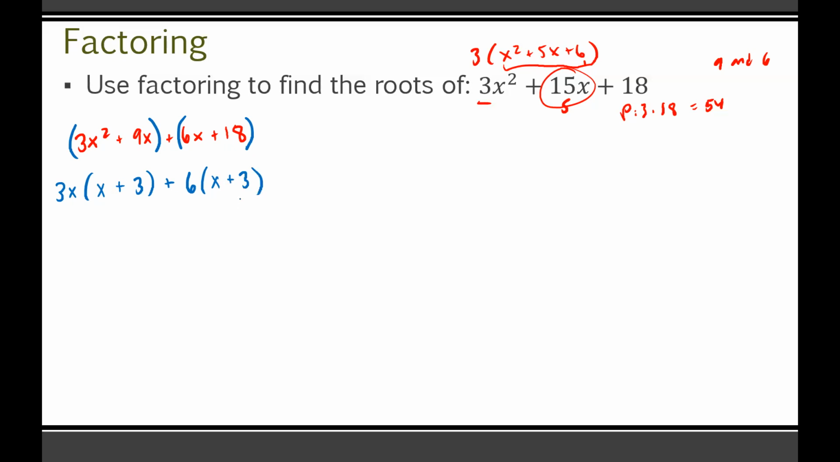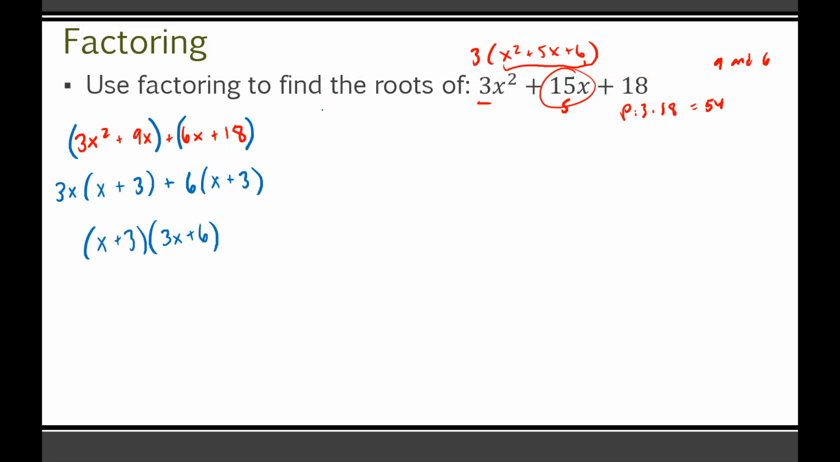Now, here's really good news. When you see that in the brackets, you have two things that match. That's the way of the question telling you that you've done this correctly, right? So since there's x plus 3 on both of these, I can just say now that I have (x plus 3) times (3x plus 6). And that is now completely factored. So this expression right here, (x plus 3) times (3x plus 6), that is now my factored form.